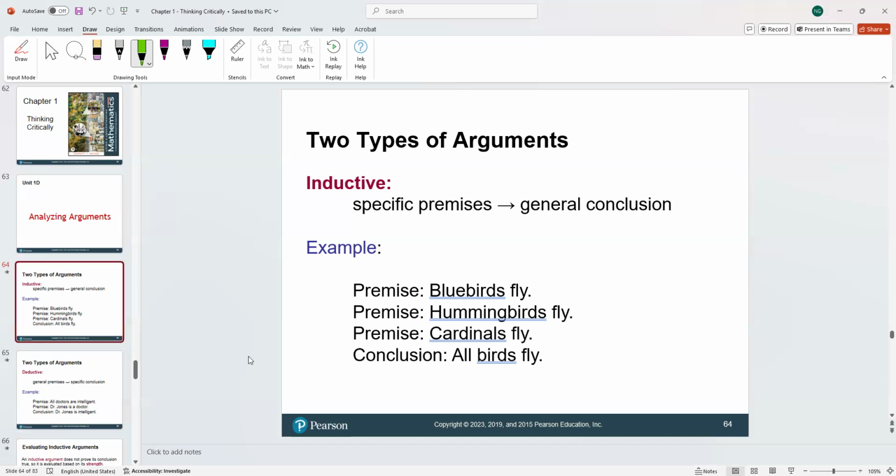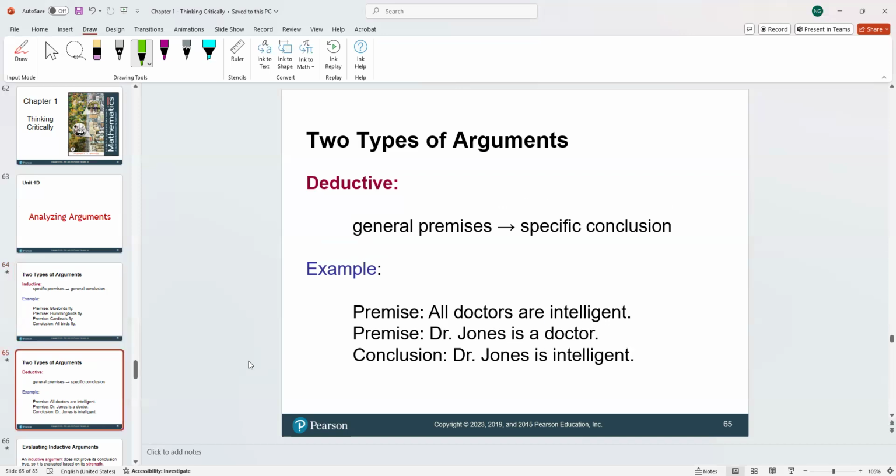But how about the other type of argument? As we said, we have two types, inductive and deductive. Deductive reasoning, in contrast, makes a case for a specific conclusion from more general premises. In other words, we start with general premises and go to a specific conclusion. As you can see here, one of the examples you can use: premise, all doctors are intelligent.